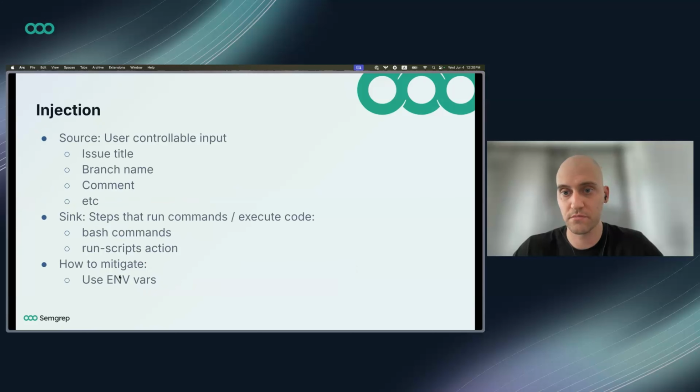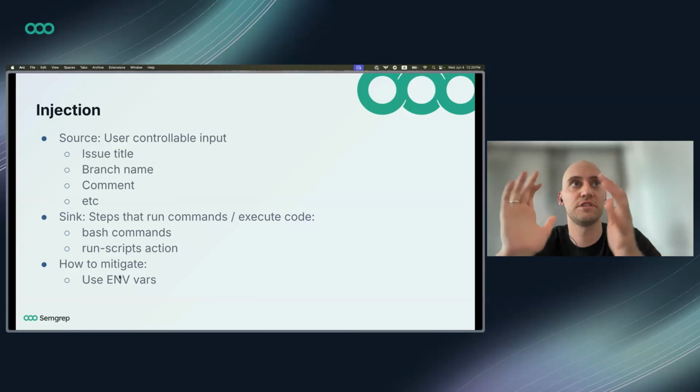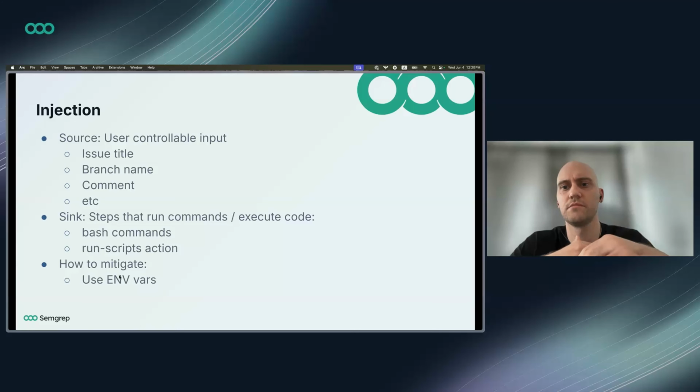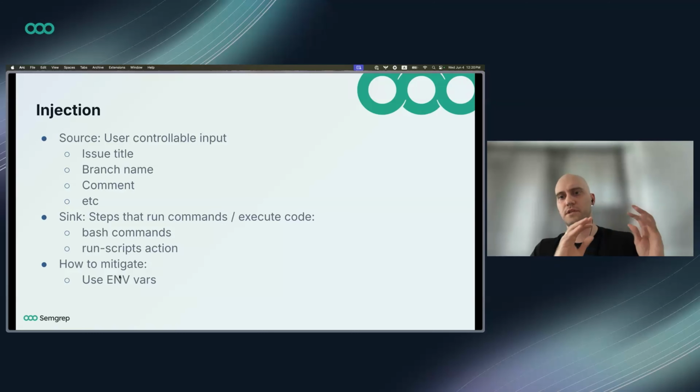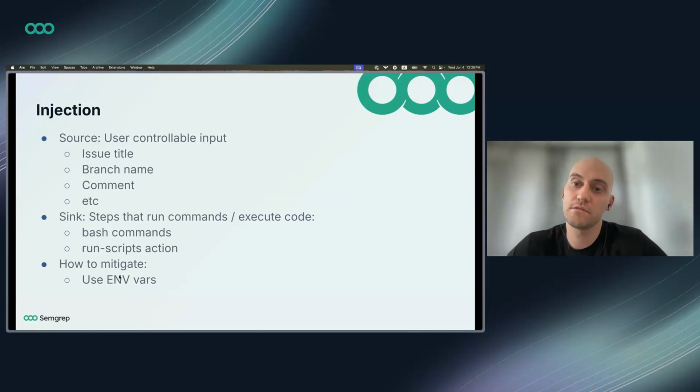Okay, let's see what we should learn from this part. Any controllable input, such as an issue title, branch name, or a comment on the PR or the issue, should be treated as a source of potentially dangerous input. The sink will be steps that run commands or execute code, such as bash commands, the run script action, and many others. So be cautious about it. How to mitigate? Use environment variables. That's the way to do it.